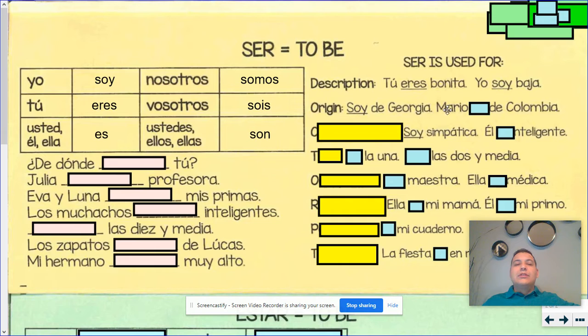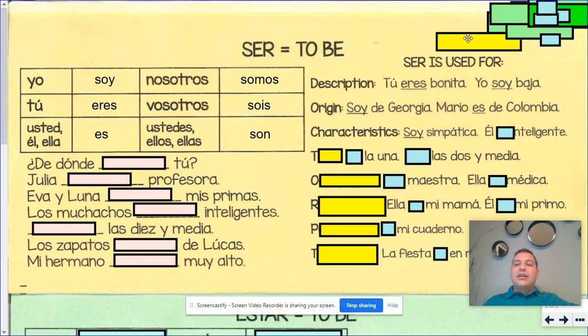Sounds good. Mario, which one of these pronouns should be Mario? This one, okay? Third person. When you have a name, it's always the third person. Mario es de Colombia. All right, for description and origin. Let's see the next one.